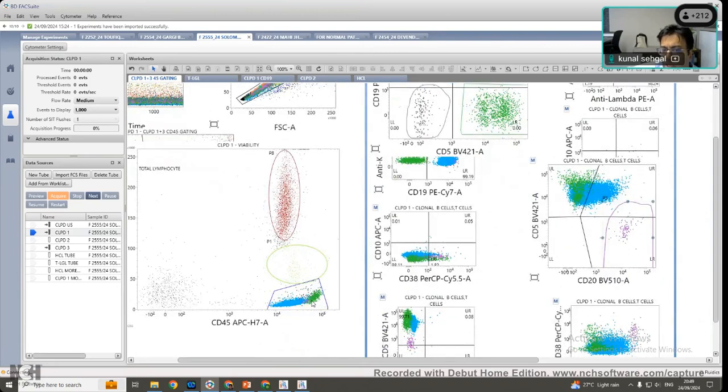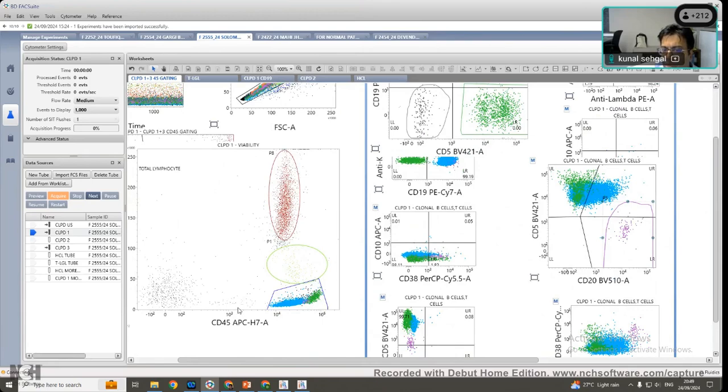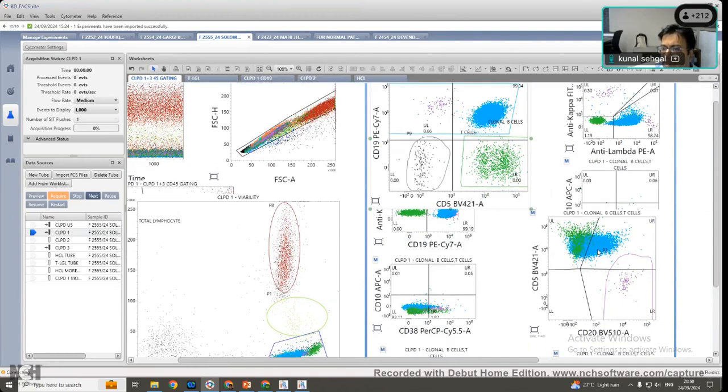Slightly lower than normal T lymphocyte, but still bright 45. So it is not in the dim 45 progenitor region. It is a mature B lymphocyte, on morphology looking like a mature B lymphocyte. It is a bright 45. It is co-expressing 19 and 5. It is showing light chain restriction with dim heterogeneous lambda, and it is expressing dim 20.